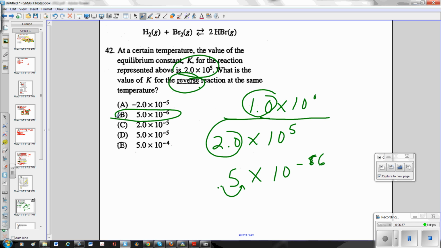Key thing is to remember that whenever you flip an equation, you don't change the sign. That's a fake answer in A. Don't fall for it. If you did, you need to correct that. It's the inverse. And then if it's the inverse or reciprocal, make sure that you put the numbers in scientific notation. It makes them a lot easier to deal with.